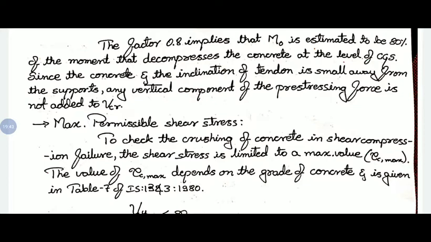So the factor 0.8 implies that we are considering only 80% of the moment at the level of pre-stressing steel, and inclination of tendon means there will be components, horizontal component and vertical component of the pre-stressing force, and we are neglecting the vertical component of the pre-stressing force, since the inclination is very small, that is theta will be small. The major component will be horizontal and only a minor component will be vertical. So the vertical pre-stressing force will not be added.